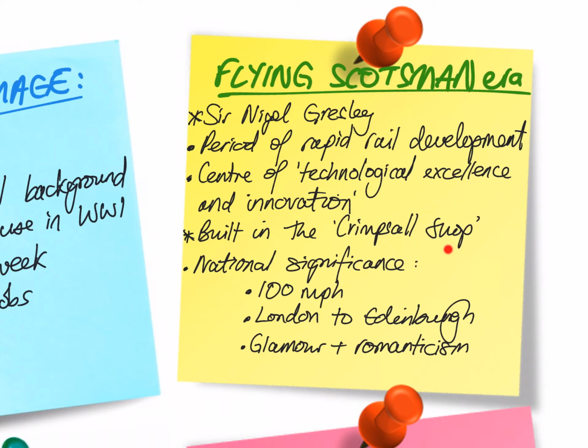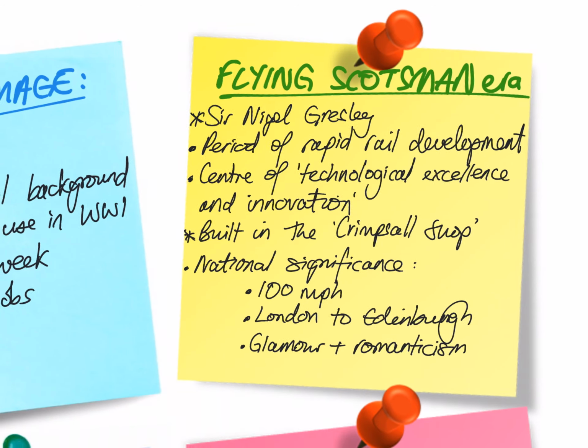I mentioned that it was built in the Crimsall shop, and that its national significance revolved around it being the first steam locomotive in the world to break the 100 miles per hour barrier, on the distance from London to Edinburgh. And I'd also mention the glamour and romanticism, and how the Flying Scotsman helped to develop this idea of glamour and romanticism within the British rail industry.